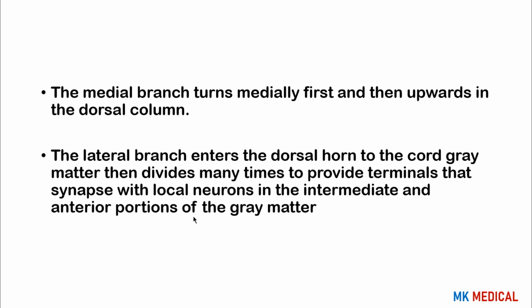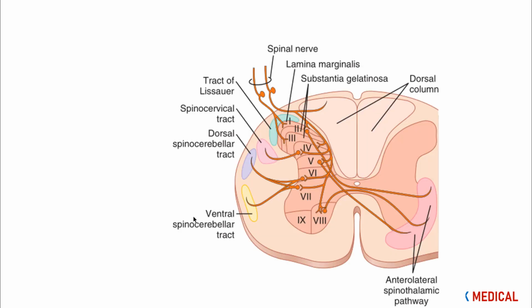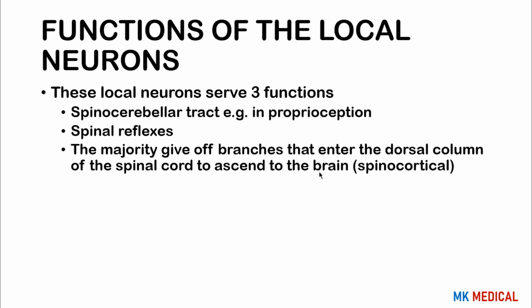Then the lateral branch is going to be entering into the dorsal horn of the cord gray matter, and then it's going to divide many times and provide many terminals and many synapses that are going to synapse with local neurons as well as intermediate neurons as well as anterior gray horn neurons in the anterior gray matter. And then eventually these are going to be serving multiple functions. So here's a schematic of the different neurons and interneurons that we're going to find at the level of the spinal cord. What are the functions of these local neurons?